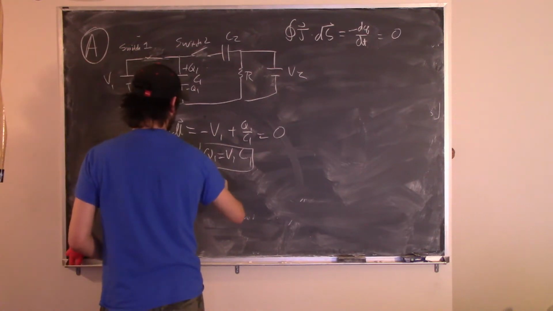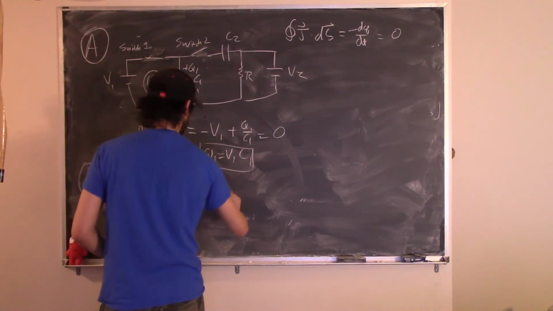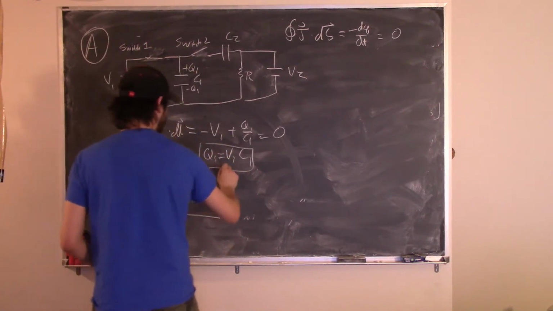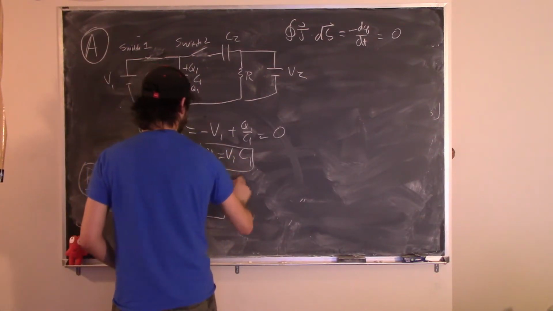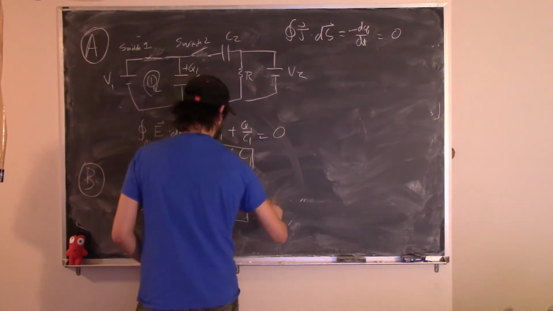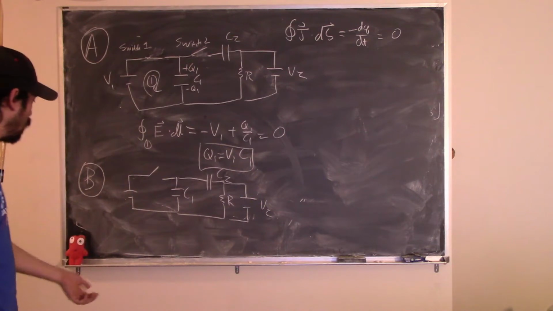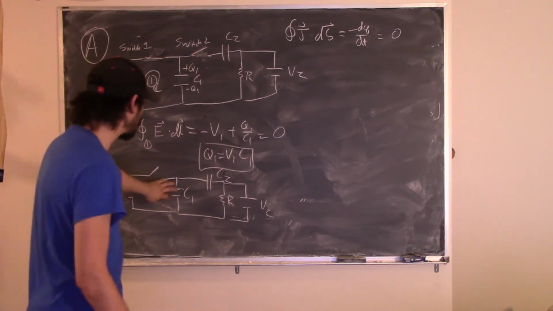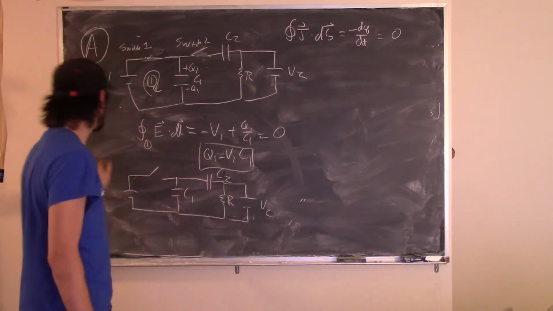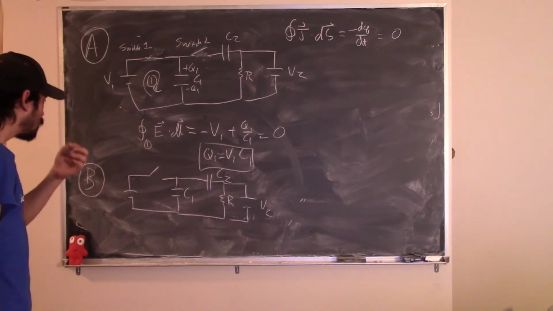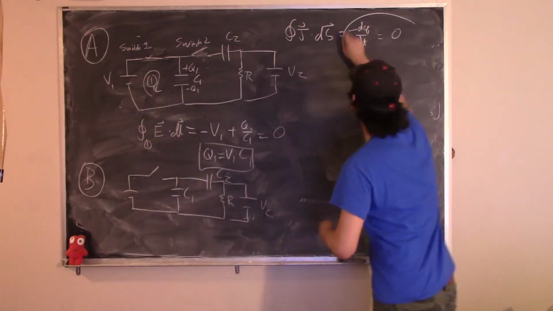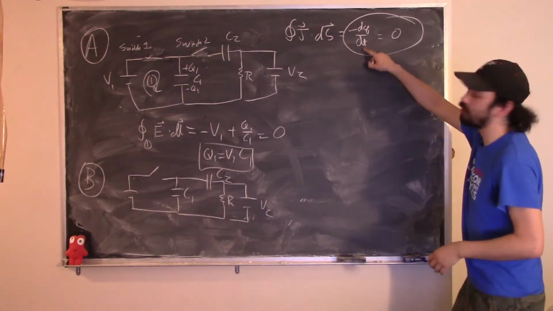And now I'm closing switch 2. So this is R, this is C1, this is C2, this is V2. Okay? So what we're really after is what the charge is on capacitor C1 and C2 in state B. In order to do this, we're looking at this part of the equation.